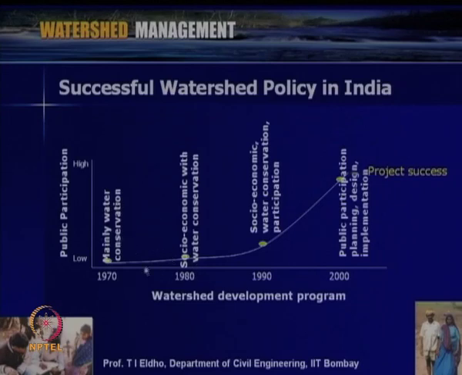Then, by understanding these mistakes, the various agencies of the government of India and state governments changed their policies. In the 1980s, the importance in watershed development was on socio-economic aspects along with water conservation. Various watershed development projects were implemented throughout the country through the state governments. There again the stakeholders, or the people, were not actively participating in these projects. Further, in the 1990s there was a trend change: not only socio-economic aspects and water conservation, but as far as implementation is concerned, people's or stakeholders' participation was also considered, and you can see the success rate was increasing in many of these projects.